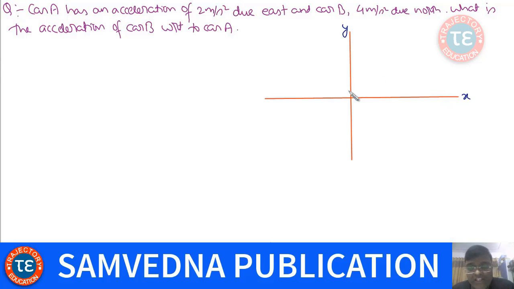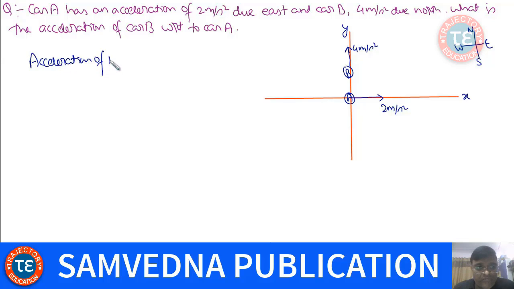So we are finding that car A has an acceleration in the east direction, 2 meter per second square. This is east, west, north and south. And car B has an acceleration in the north direction, 4 meter per second square. So you have to find the acceleration of B with respect to A, or relative acceleration of B with respect to A.